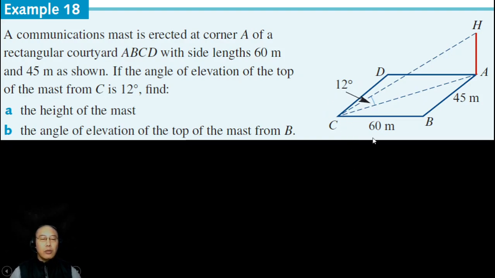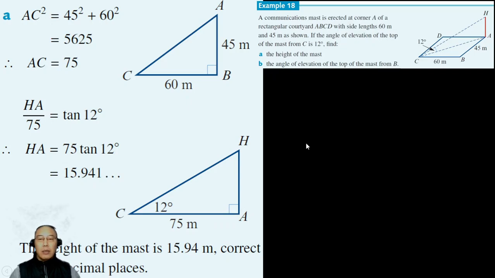Okay, so you have your diagram, it's labeled, you need to find the height of the mast, so we're going to isolate the triangle CAH. We use Pythagoras to find the hypotenuse. And for part B, we want to find the angle of elevation from the top of the mast, which is H, to B. So we draw a different triangle, which is, hang on, wait. Let me go back, I jumped the gun a bit too quick. So we need to determine AC first from the rectangular base. So AC is 75.